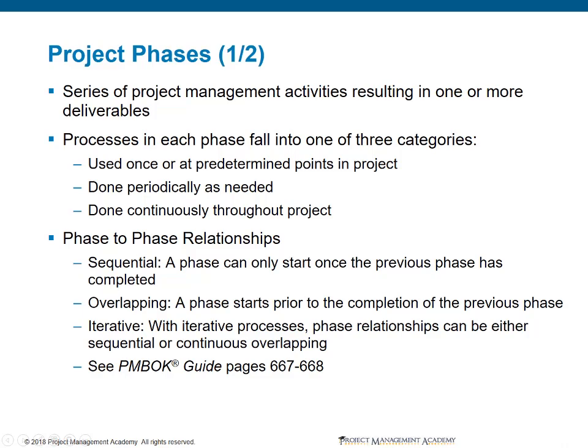Some processes are done periodically as needed, such as acquiring resources when resources are needed, or conducting procurements when we need to purchase something. Other processes are done continuously throughout the project. Defining activities may occur throughout the project lifecycle, especially when we're using a type of rolling wave planning. Also, the majority of the monitoring and controlling processes are ongoing from the start of the project until the project closes.